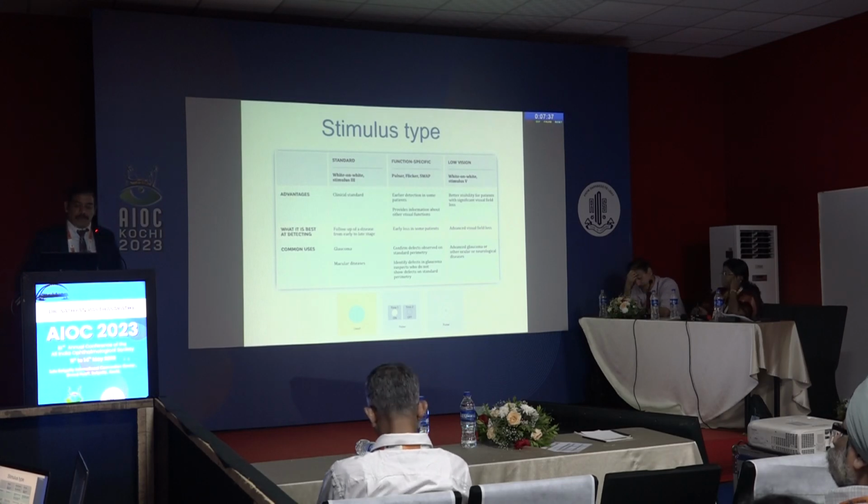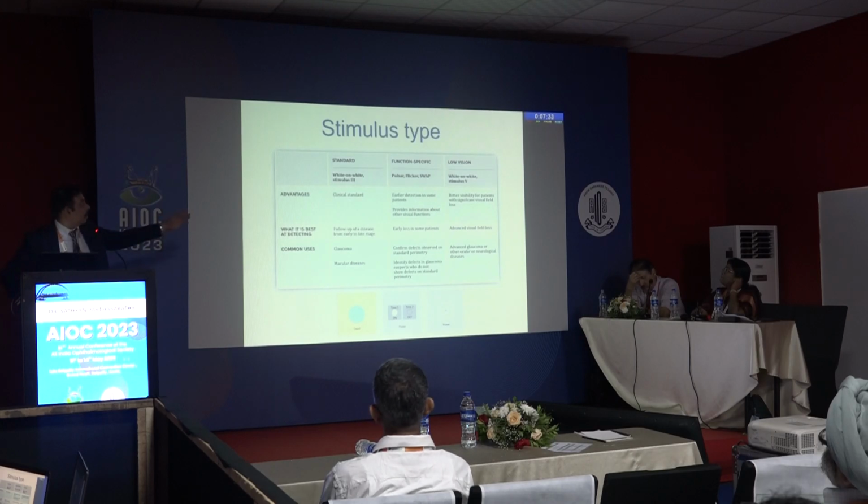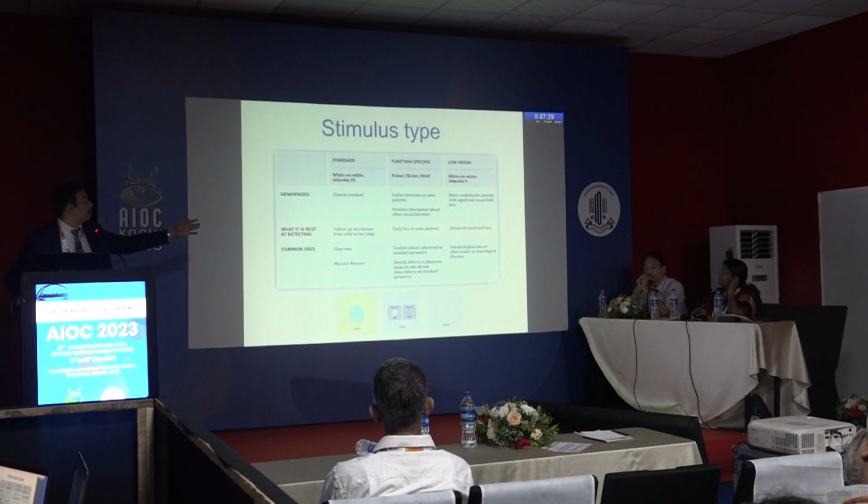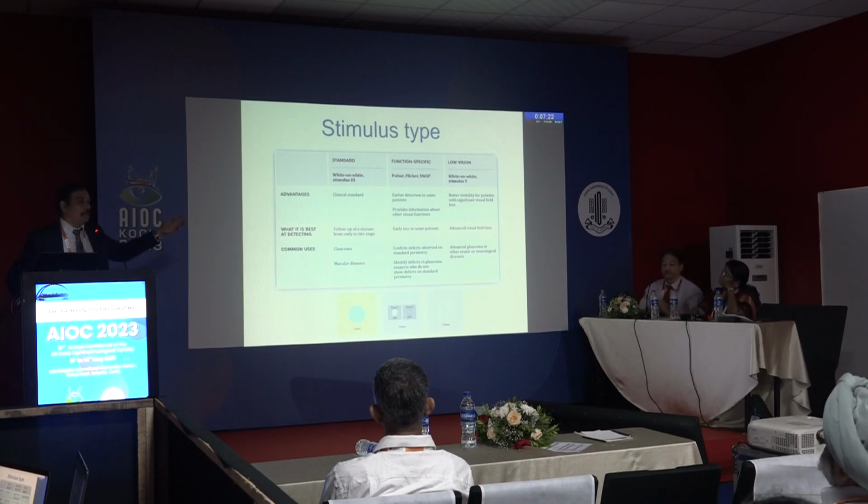And you have the stimulus types. What are the stimulus types? You have a standard one, that is white on white perimetry. Then you have flicker perimetry, pulsar swab, that is function specific perimetry, where it is used for the early detection of glaucoma.